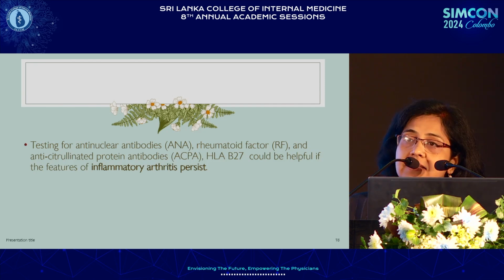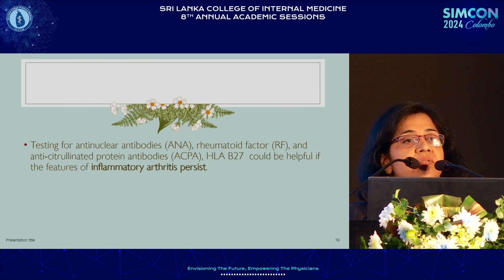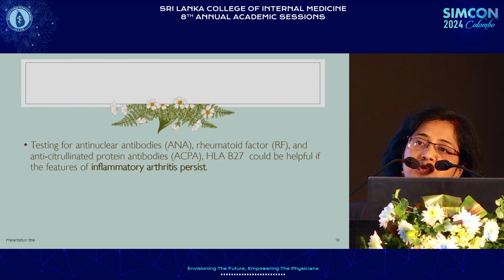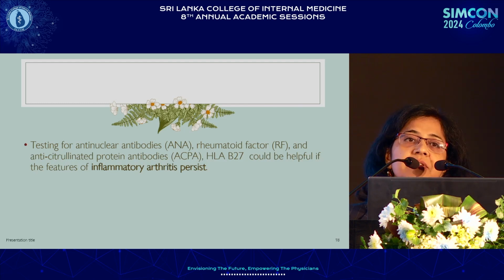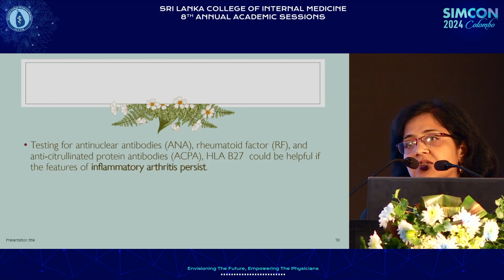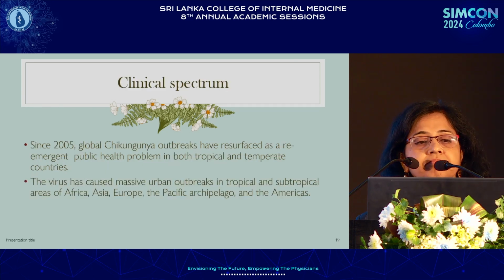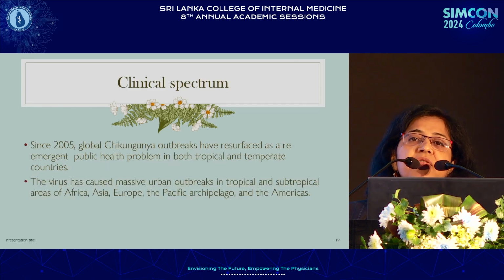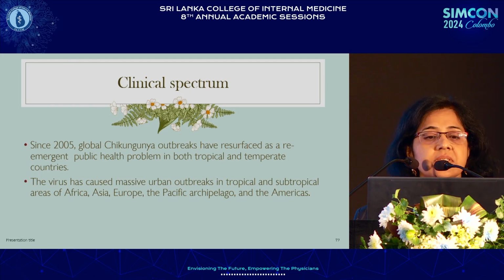And as I said, this is a diagnosis of exclusion, so we need to do the other inflammatory markers and the autoimmune profile if we are dealing with a case of a chronic arthritis. Now, a few slides to discuss about the spectrum of this disease.